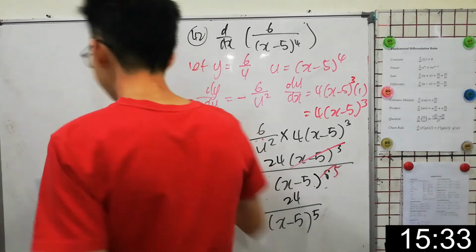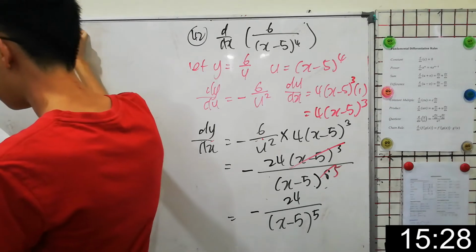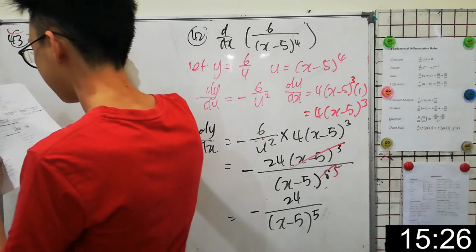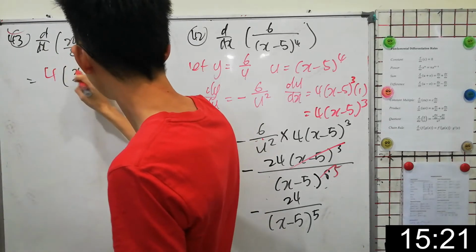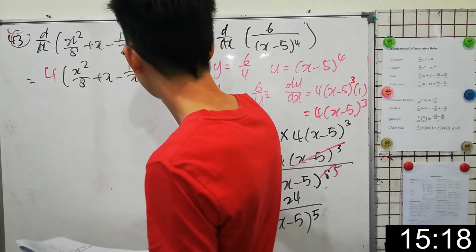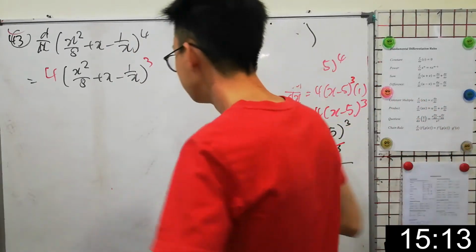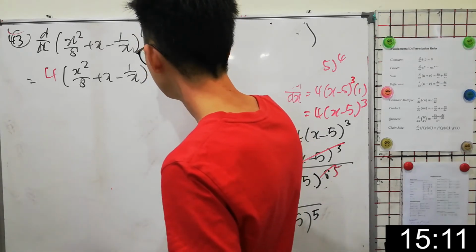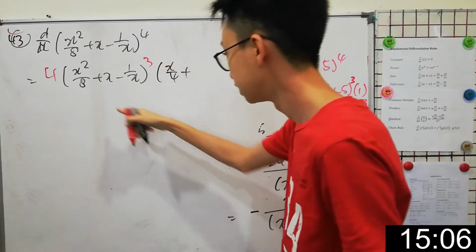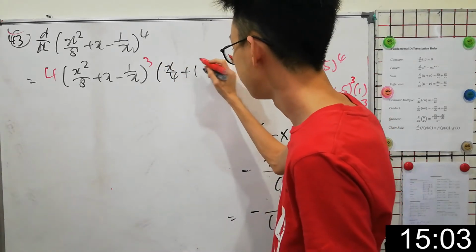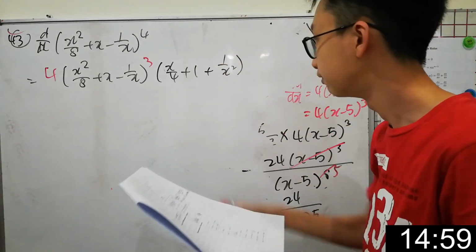Number 43. Oh my god. d/dx of x squared over 8 plus x minus 1 over x to the 4th power. You bring down the power: 4 times x squared over 8 plus x minus 1 over x cube, then you differentiate inside. The inside function derivative should be 2 over 8, which is just 1 over 4, so it's x over 4 plus 1 plus 1 over x squared. I think for number 43, I will just leave it like this.